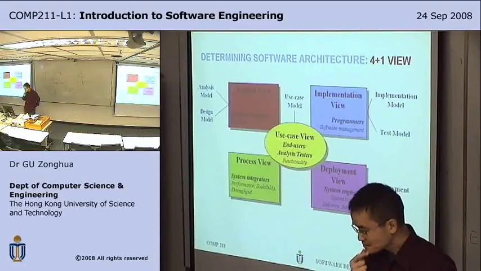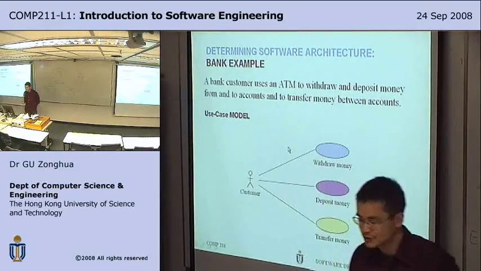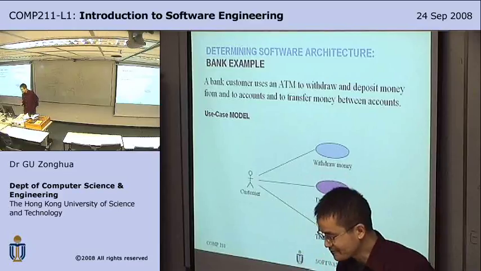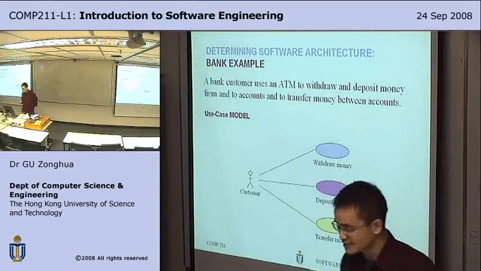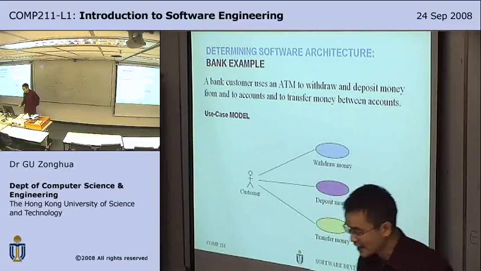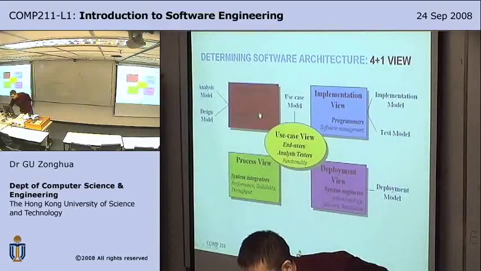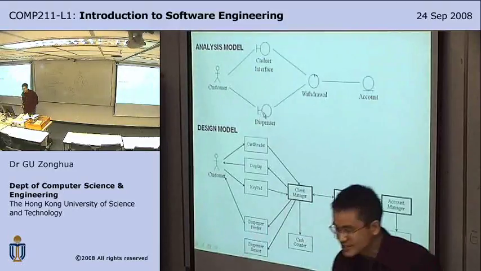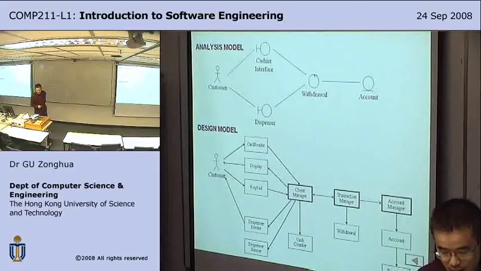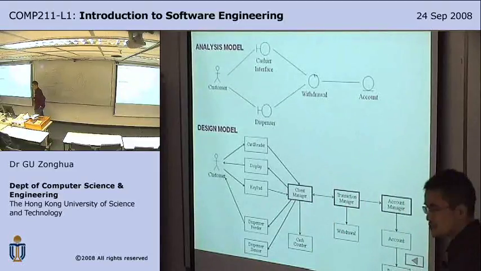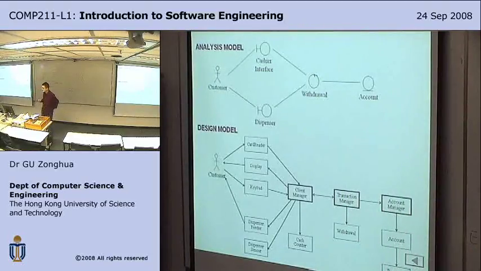So I think if I click on it, we'll see some examples. So here's the example I showed you earlier, the use case model for the ATM machine. It has 3 use cases: withdraw money, deposit money, and transfer money. And then the logical view consists of analysis model and design model. So as you can see, it really describes the architecture of the system.